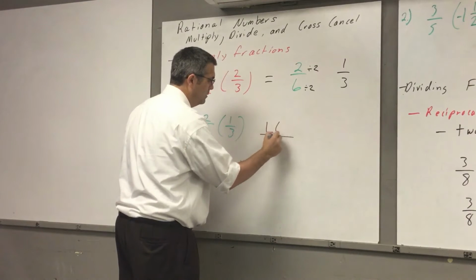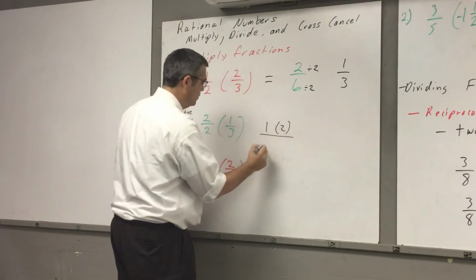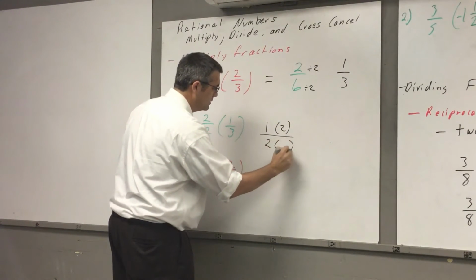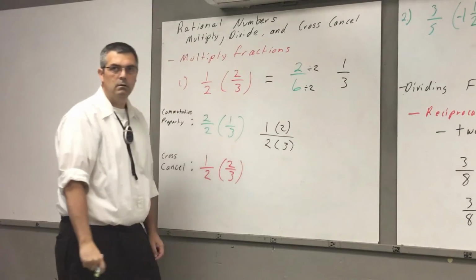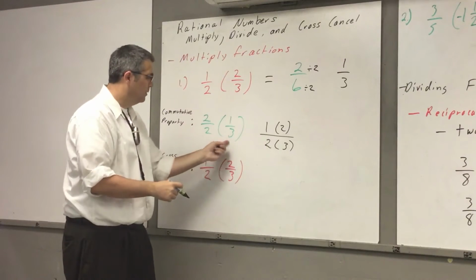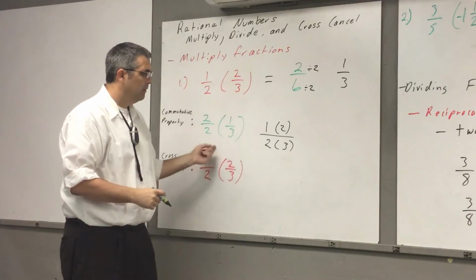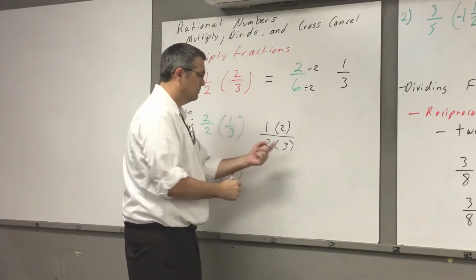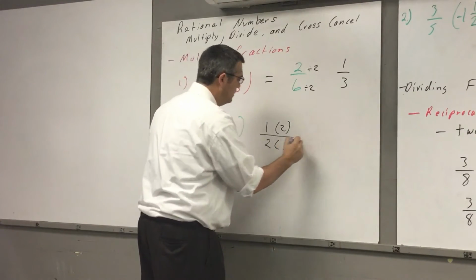1 times 2 over 2 times 3. And I got to rearrange it, right? Now you can split that up, but that's really what's going on here, okay? 1 times 2 is 2, 2 times 3 is 6. You end up with the same thing.